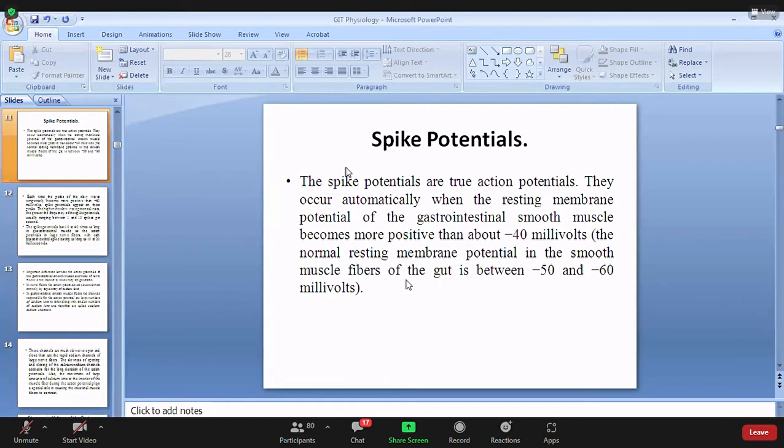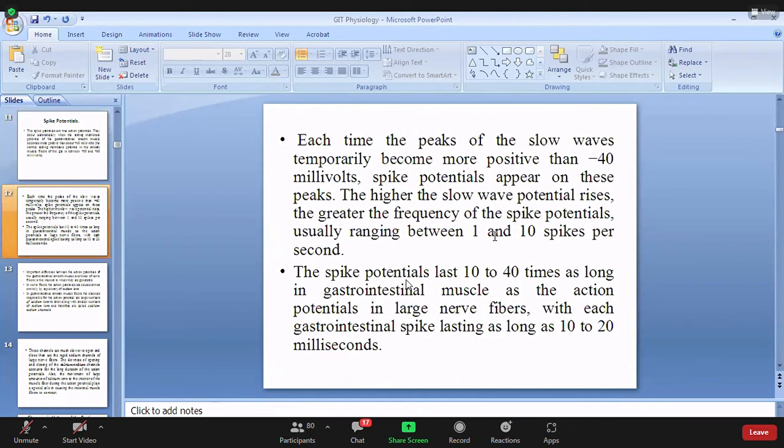Yes, ma'am. Okay, then these spike potentials are the true action potentials, and they occur automatically when the resting membrane potential of GI tract smooth muscle becomes more positive than about minus 40 millivolt. The resting membrane potential is between minus 50 to minus 60 millivolt. Each time the peaks of these slow waves temporarily become more positive than minus 40 millivolt, the spike potential appears on these peaks, and the higher the slow wave potential rises, the greater the frequency of the spike potential, usually ranging between 1 to 10 spikes per second.